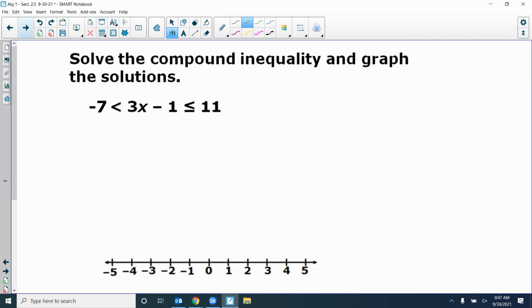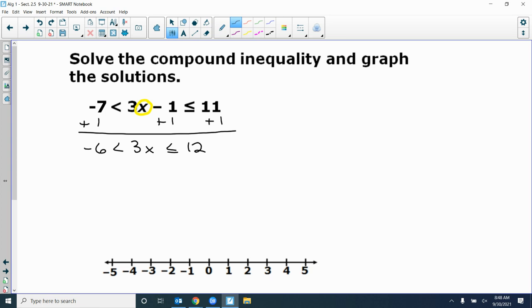So if you take a look at that first one here, this one's on your guided notes there on the bottom. Negative 7 is less than 3x minus 1, less than or equal to 11. We want to get x by itself. Just like an equation, the first thing you want to do is add. So you're going to add 1 to the right-hand side, to the middle, to the left. That gives me negative 6 is less than 3x, less than or equal to 12.